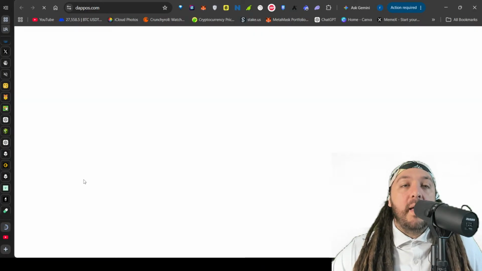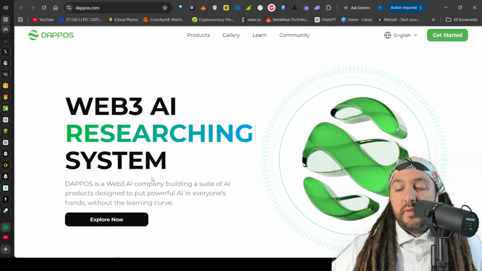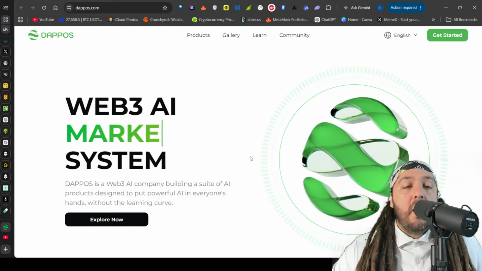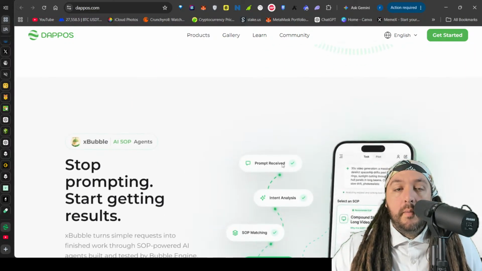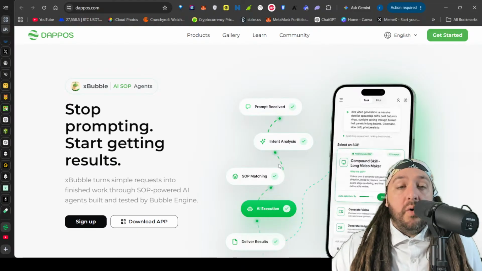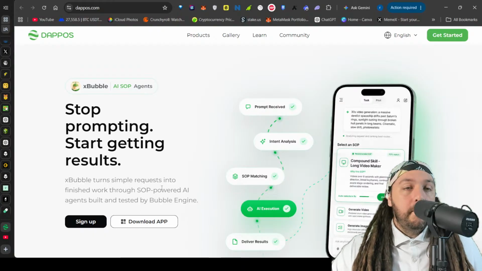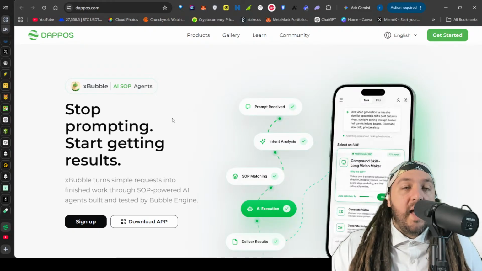Let's go take a look at their website. It's AI. That's the first most important thing you need to know. Web3 AI operating system. Dapos is a Web3 AI company building a suite of AI products designed to put powerful AI in everyone's hands without the learning curve. Stop promoting, start getting results. Xbubble turns simple requests into finished work through SOP-powered AI agent built and tested by Bubble Engine. I mean, what is Bubble Engine? It's just somebody's proprietary name for whatever they built, I guess.